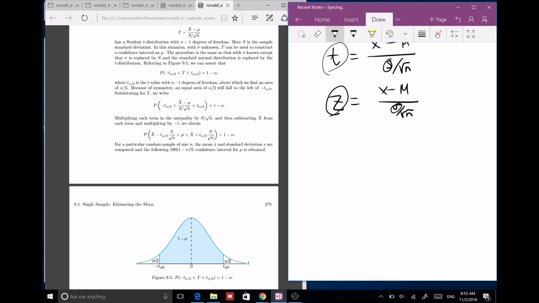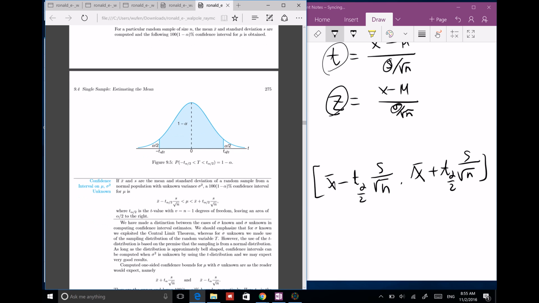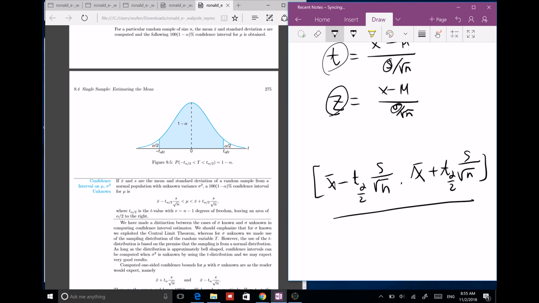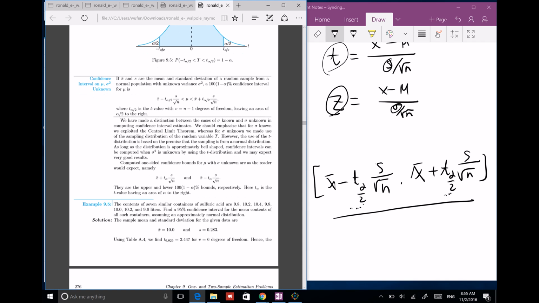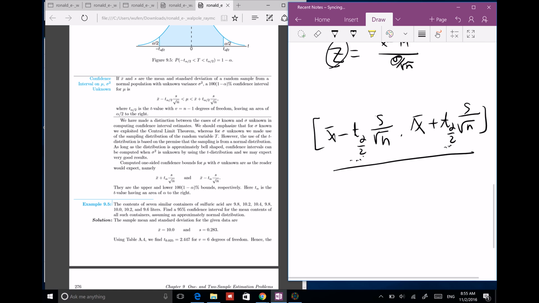So the estimation interval is x bar minus t alpha over 2 times s over the square root of n, to x bar plus t alpha over 2 times s over the square root of n. It's the same interval, but you change sigma into s and z alpha over 2 into t alpha over 2. Both of these numbers you have to find from the t distribution table or the z-score table.